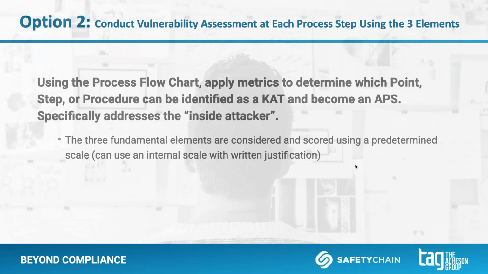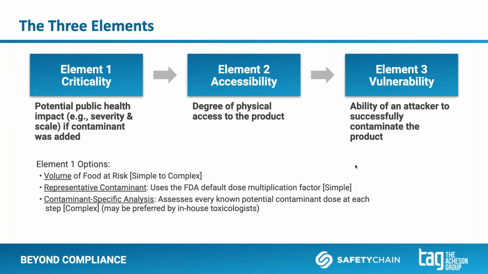The 3 elements that you score, we call them element 1, 2, and 3. Element 1 is what we typically would call a criticality point. And then it's the potential public health impact, such as the severity scale, if a contaminant was added at that specific point, step, procedure. You're just scoring that specific point, step, procedure. What would be the public health impact? How much mass harm could be done if a bad person were to put some kind of contaminant at that step, point, or procedure? Element 2 is actually you're scoring the access to the product.